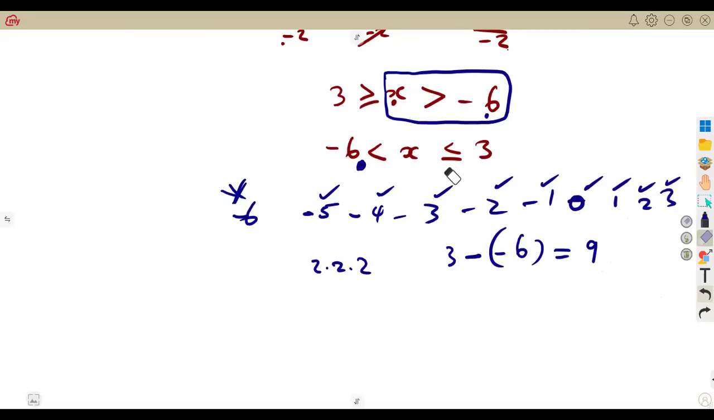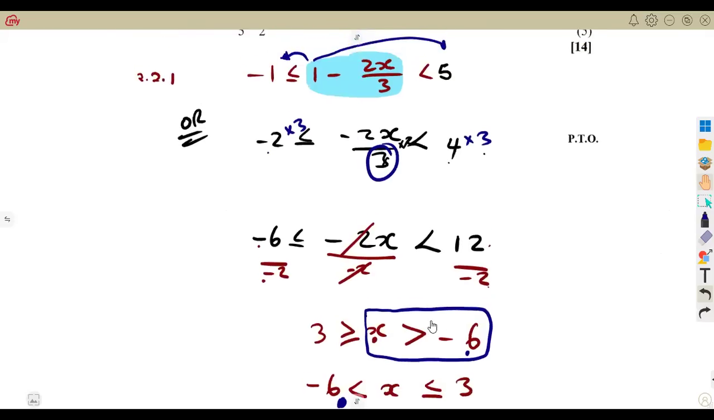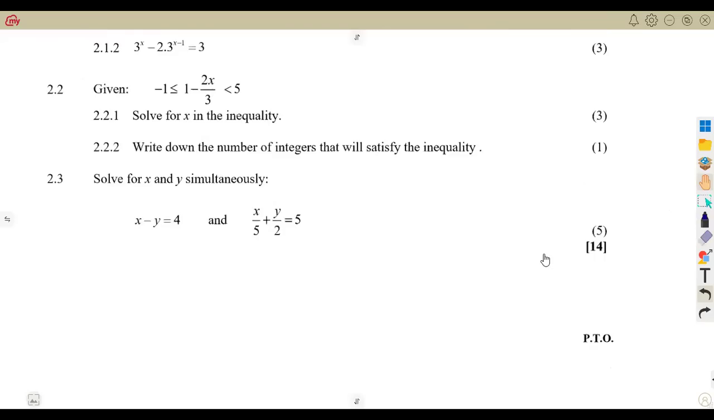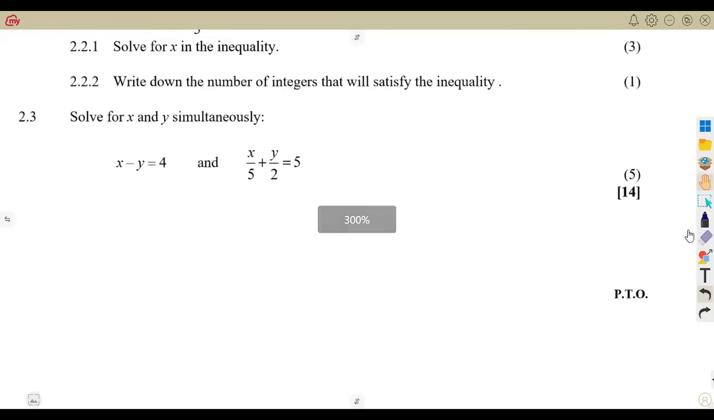The 3 is involved because there is less than or equal to 3. But minus 6 is not taken because x is bigger than minus 6. So that's another way that you could have taken, or you can just find the difference or just list your numbers. After listing those numbers, count them. The question is not to list, but write down the number of integers. How many integers do we have?